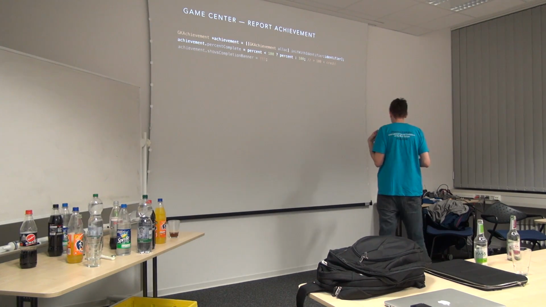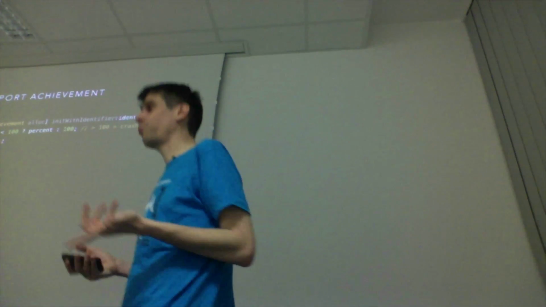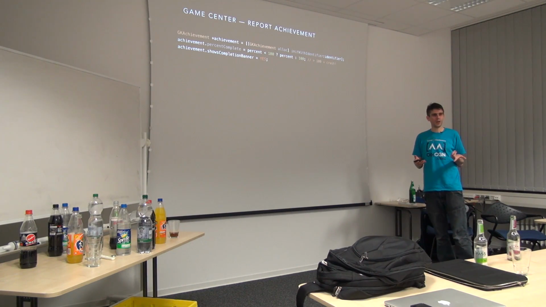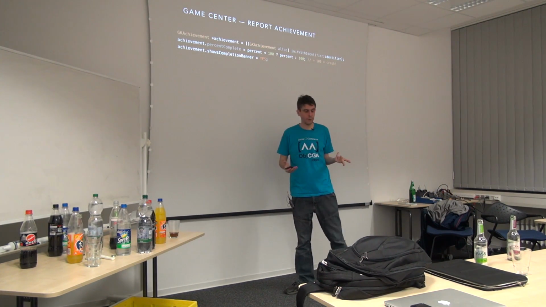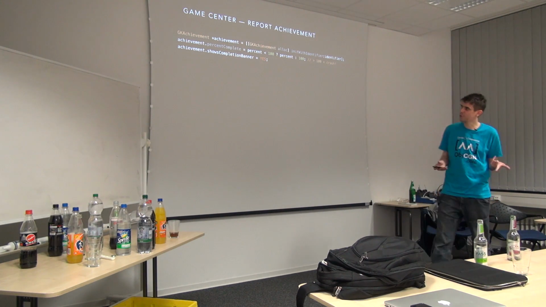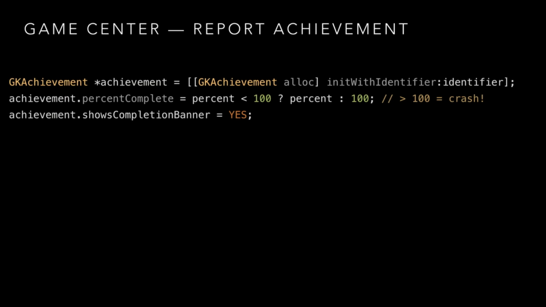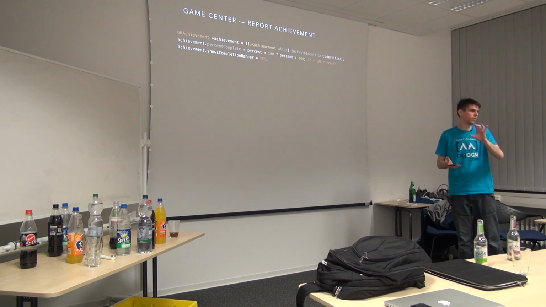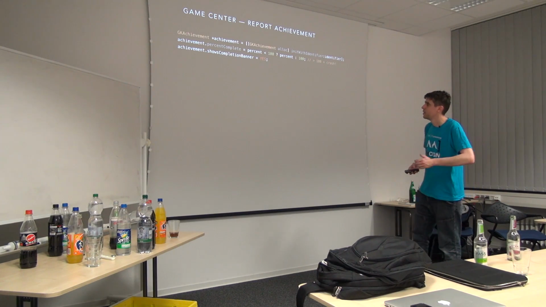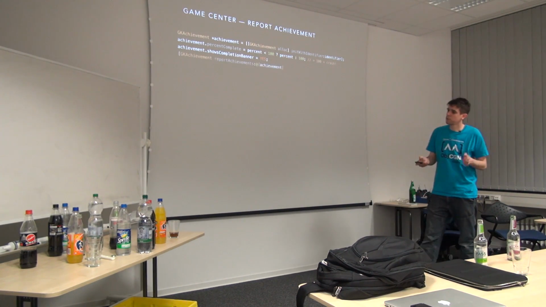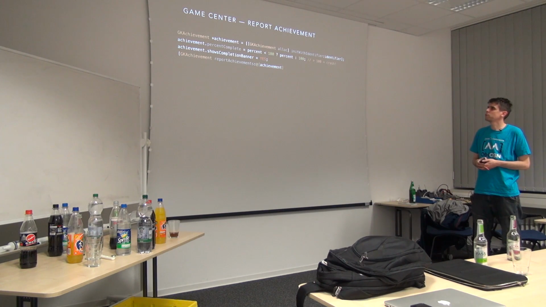And then what I do is I change the percent complete. Why do I cap it to 100? Because otherwise it will crash. That's pretty awesome. Thank you, Apple, for that. So if you try to put more than 100 as a percent, it will crash. So cap it. Otherwise, you're going to have a problem. And then I ask showsCompletionBanner, as I showed. If I don't set this to yes, it will just send the completion, but it won't notify the user. In this case, it says to the user, hey, you've won the character, or you worked through that level or whatever.